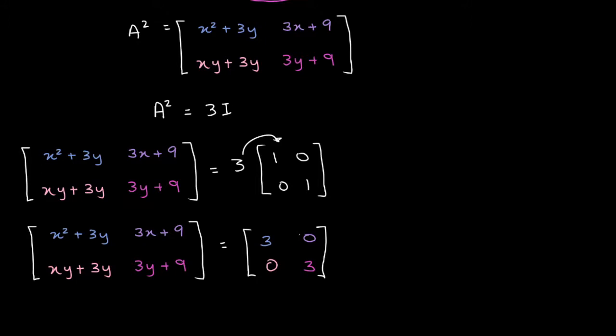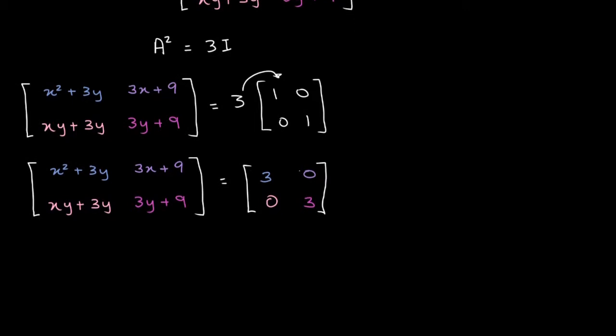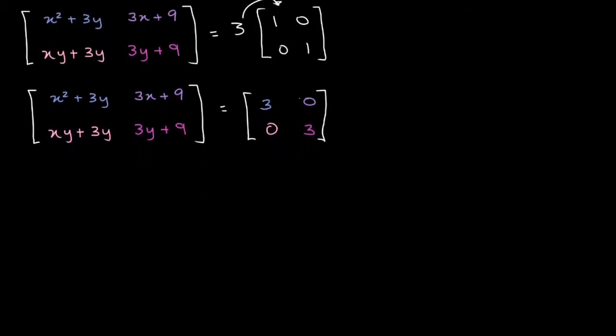So now if I want to find the value of x, I'll have to solve an equation. For the value of x, we can say 3x plus 9 is equal to 0, and for finding the value of y, we will solve this equation, 3y plus 9 is equal to 3. Because remember, in the equality of matrices, we had discussed that when two matrices are equal, each of their corresponding elements are equal. So for solving x, let us solve 3x plus 9 is equal to 0.